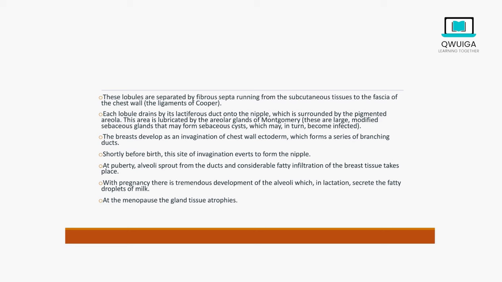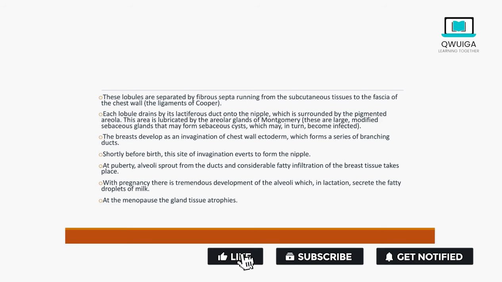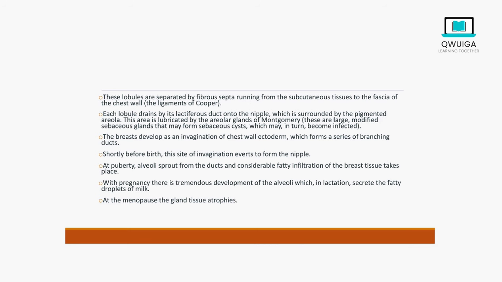Each lobule drains by its lactiferous duct into the nipple. That is, the 15 to 20 lobules drain by lactiferous ducts into the nipple, and the nipple is surrounded by the pigmented areola. This area is lubricated by the areolar glands of Montgomery, which are large modified sebaceous glands that may form sebaceous cysts, which in turn may become infected.